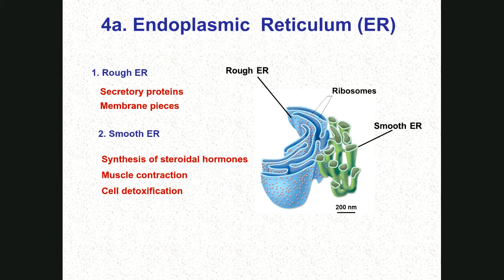That's the structure. The function is also different. The rough endoplasmic reticulum is involved in the synthesis of protein. The smooth ER doesn't synthesize protein. It is involved in synthesizing lipids and steroids.